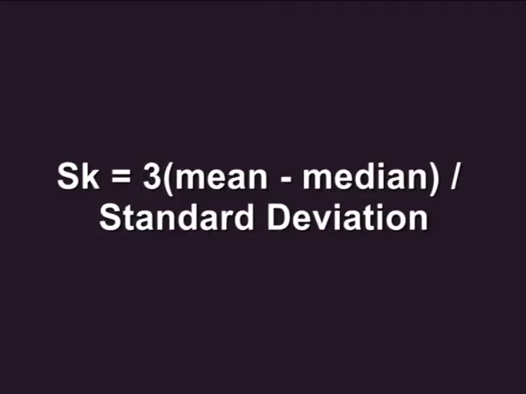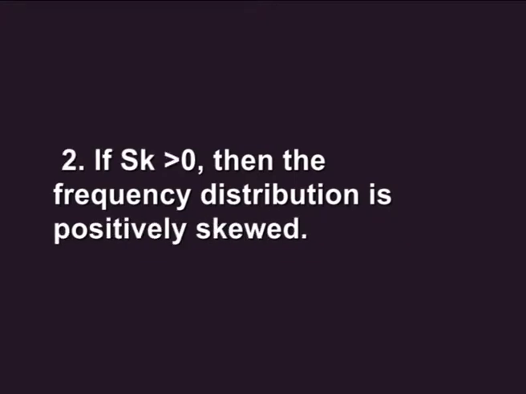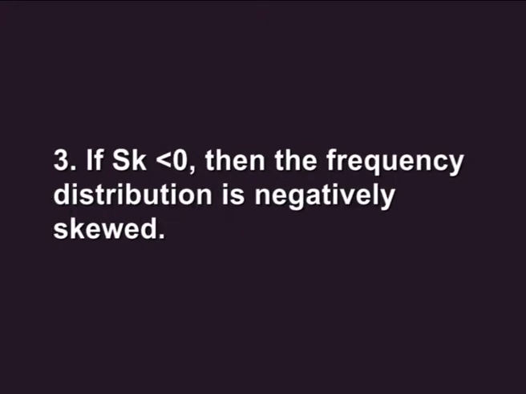One measure of skewness is Karl Pearson's coefficient of skewness, which is measured as Sk equals 3 times mean minus median, divided by standard deviation. If the skewness comes out to be 0, then the frequency distribution is normal and symmetrical. There is no skewness. If the skewness is more than 0, then the frequency distribution is positively skewed, and if it is less than 0, then the frequency distribution is negatively skewed.